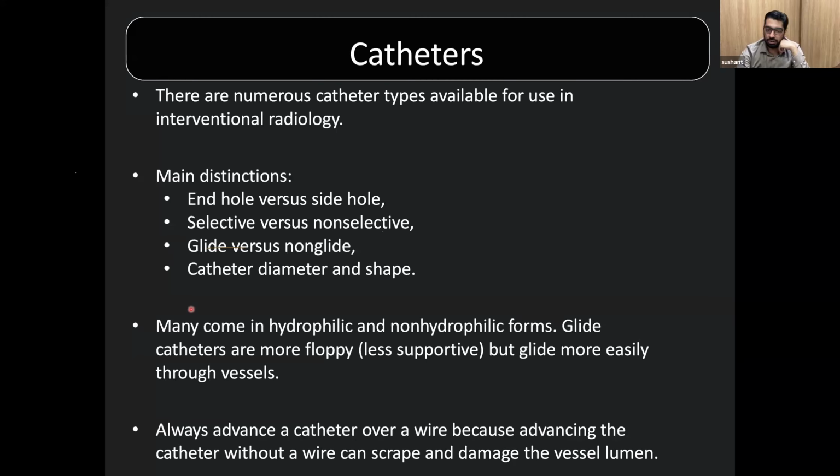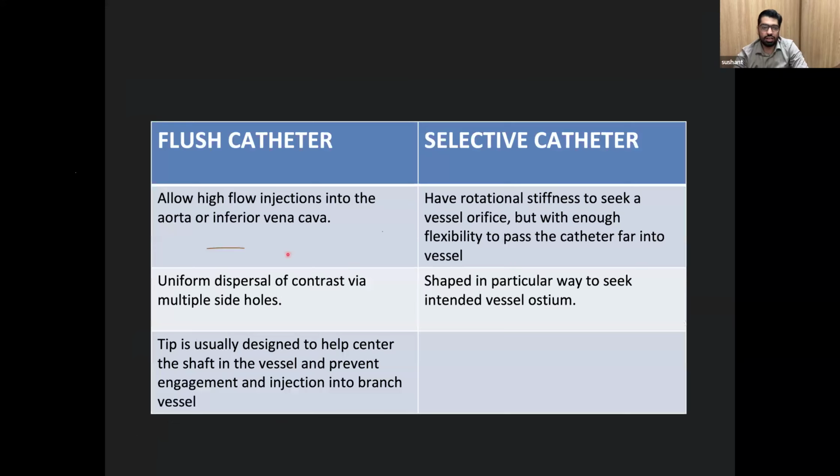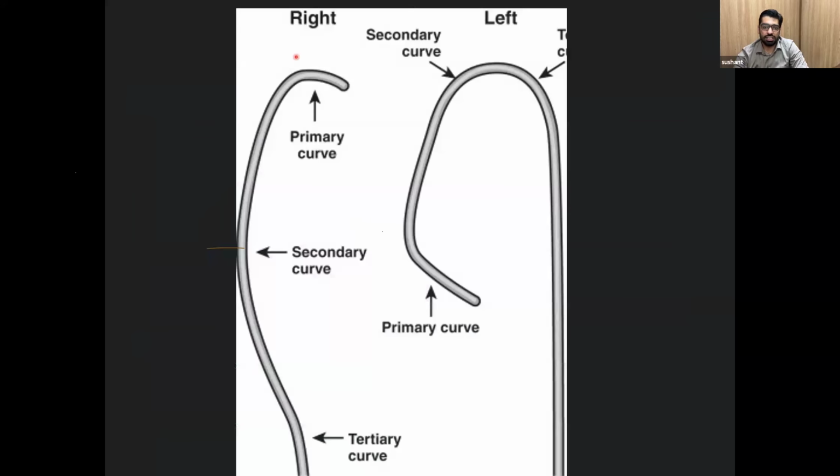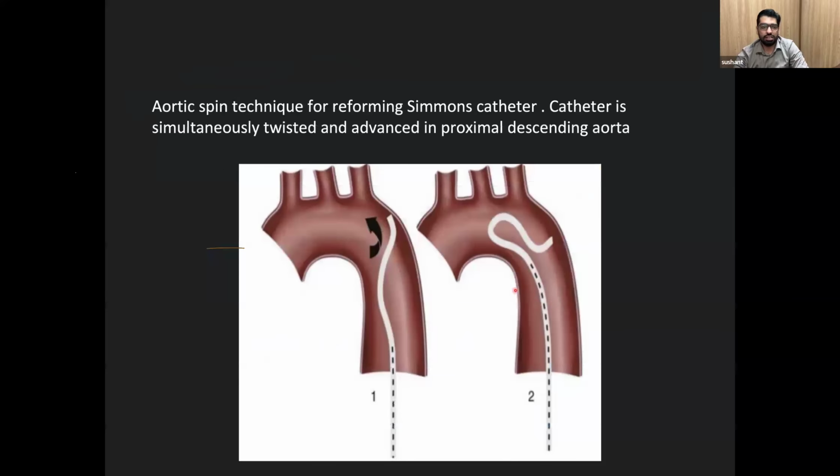Catheters come in hydrophilic and non-hydrophilic forms. Most commonly used are the hydrophilic ones, and we have flush catheters and selective catheters. So this is a flush catheter. This is a select. These are all selective catheters. Now, the shapes of the catheter can vary.